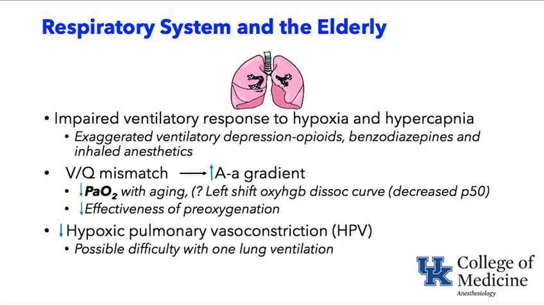Hypoxic pulmonary vasoconstriction is vasoconstriction of the pulmonary vasculature in response to hypoxia. It doesn't work as well in the elderly, and if you're doing one lung ventilation in the elderly, you may have some problems with maintaining your oxygen levels.